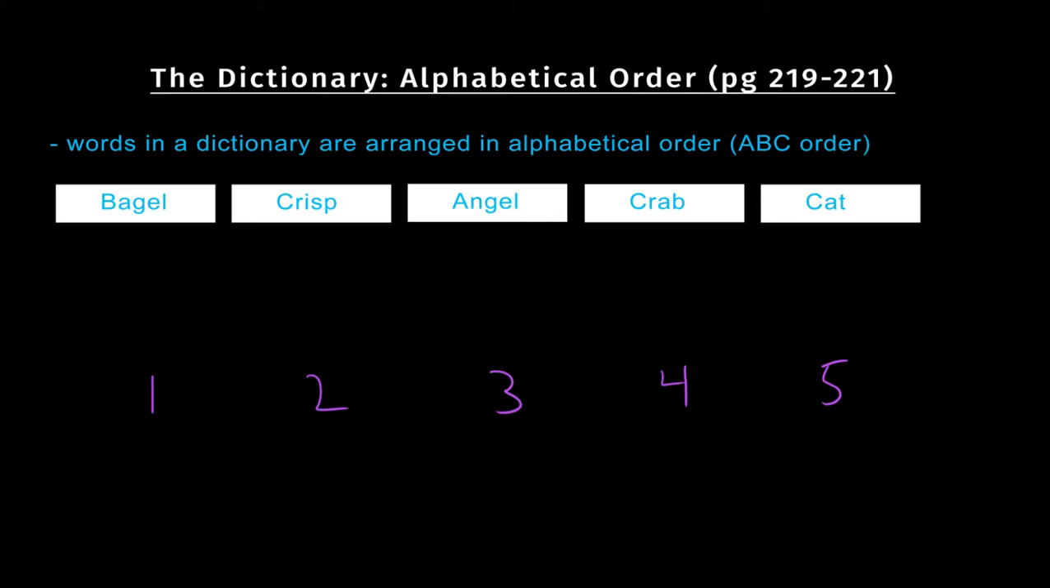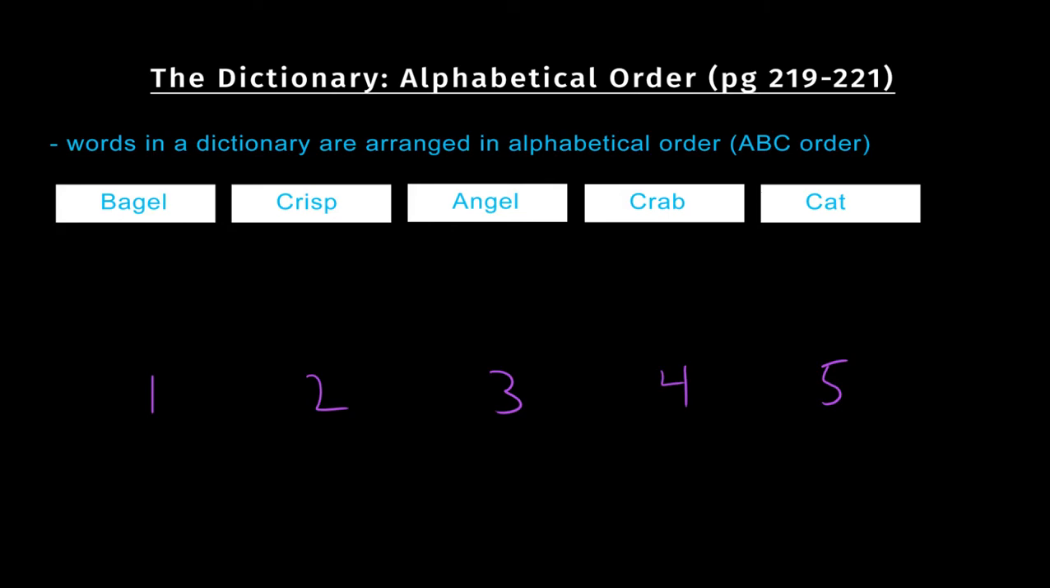Hey, fourth graders. This is the dictionary, alphabetical order, pages 219 to 221 in your language books. So let's get started with this lesson. A really important thing to keep in mind with words in the dictionary is that the words are arranged in alphabetical order, also known as ABC order.